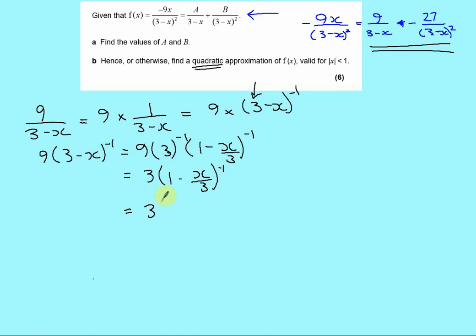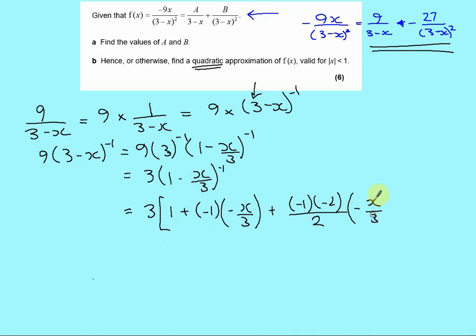So 3. I'm going to open a big square bracket here and do all my expansion. So 1 plus n. Well, n represents my minus 1, and then the x is this term here. So we've got minus x over 3. Then we have another n minus 1 over 2 factorial, which is 2. And then my x term again, but this time it's being squared. So I get 3 lots of 1. Minus and a minus is a plus, x over 3.